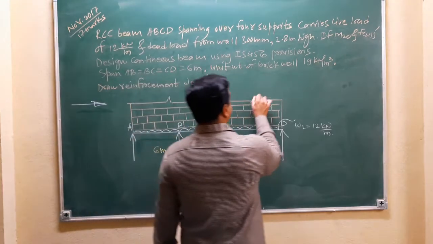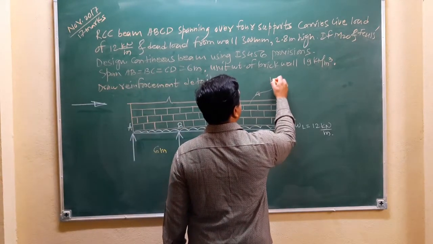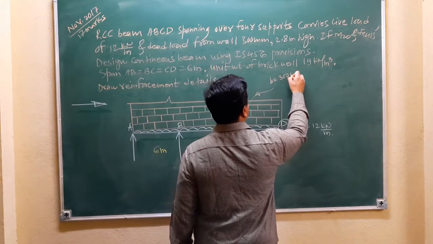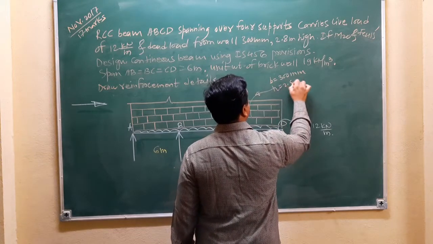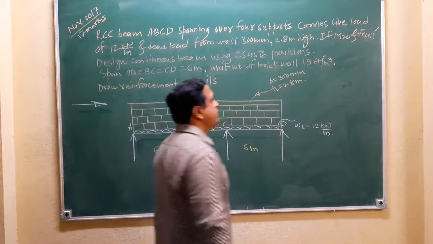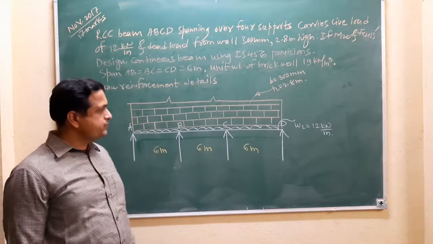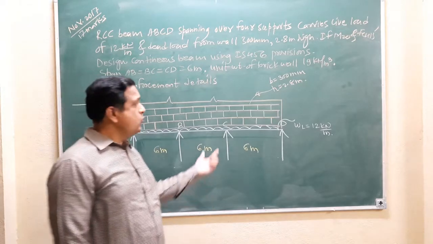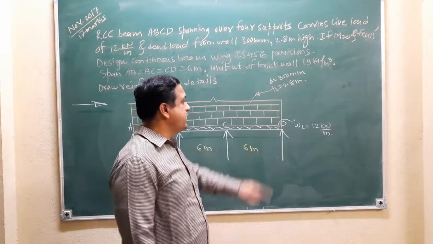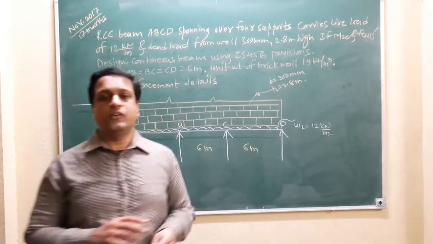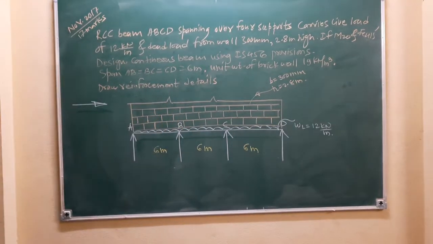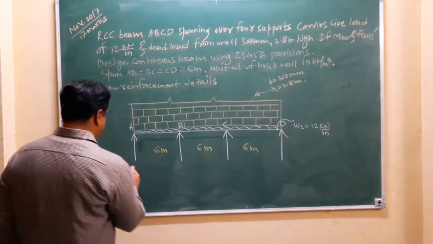Now, what is the width of the wall? The width of the wall is 300 mm. What is the height of the wall? It is 2.8 meter. Now, how to take the dead load, how to take the weight of that wall in the calculation? So, how to find out the weight of the wall?